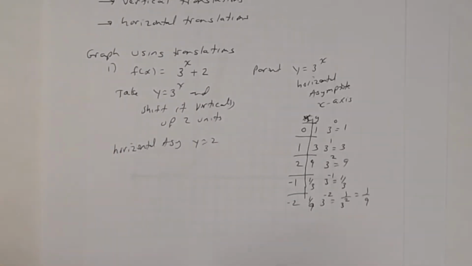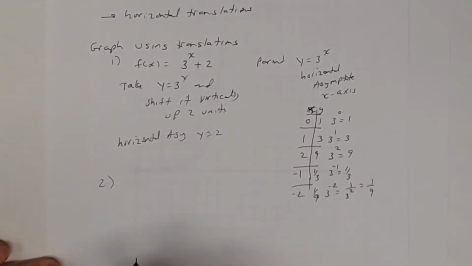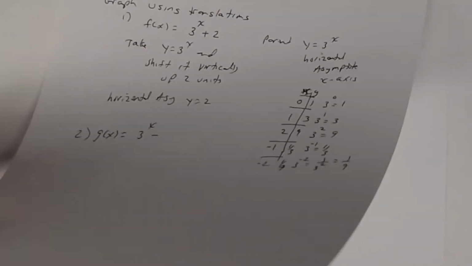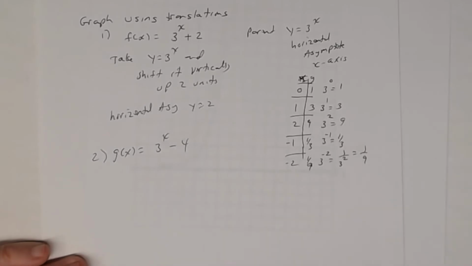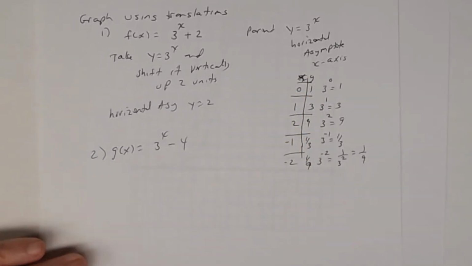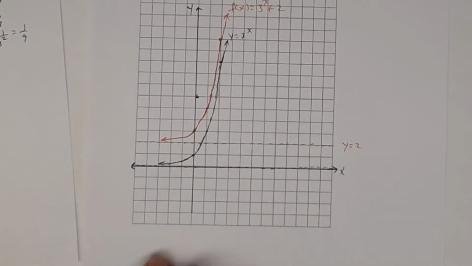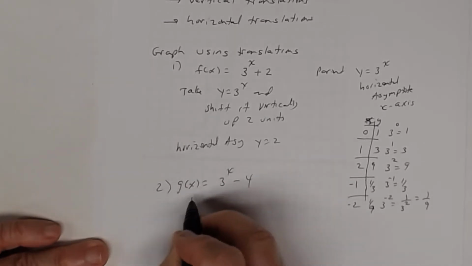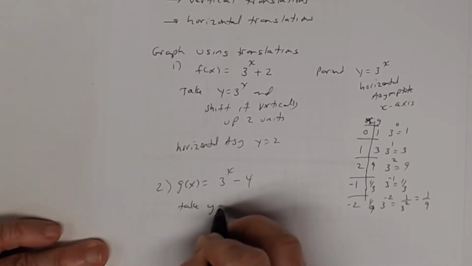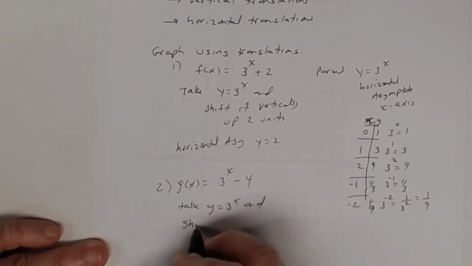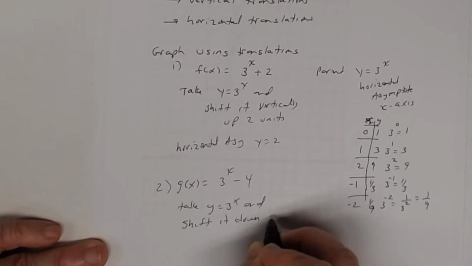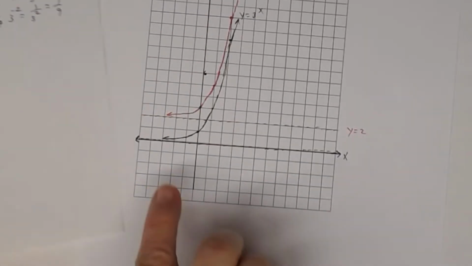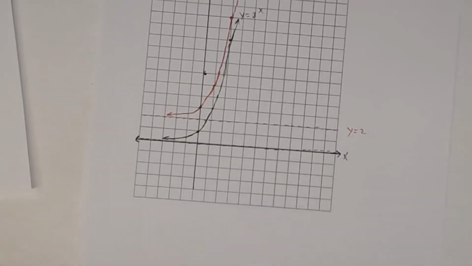All right, so let's do number 2. Suppose number 2, you want to graph this function, g of x, which is 3 to the x minus 4. Okay, so again, you do the parent function, which is already given, right? So the black part is the parent function. So all this says right here is I take the parent function, y equals 3 to the x, and shift it down 4 units. So we're going to take that black graph, the parent function, and we're going to shift it down 4 units.